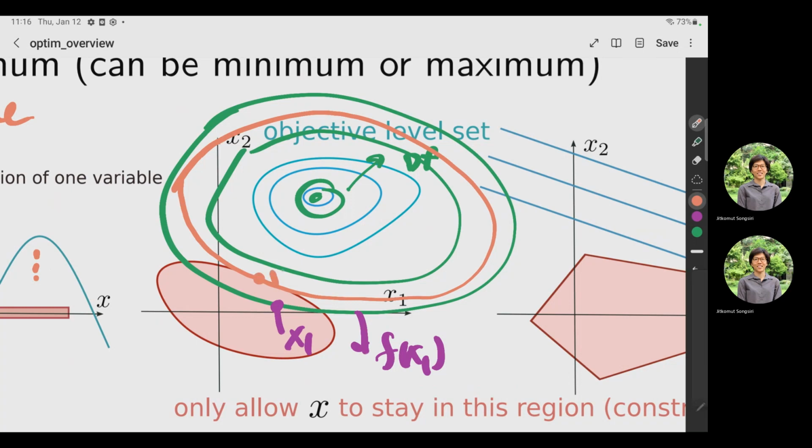I'm gonna pick my x2, right? Maybe another one. Say, no, I'm gonna pick the purple one because the purple one gives me a smaller objective value. Can you do that? No, I'm gonna pick x3.